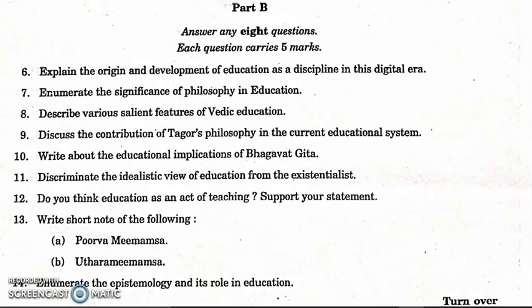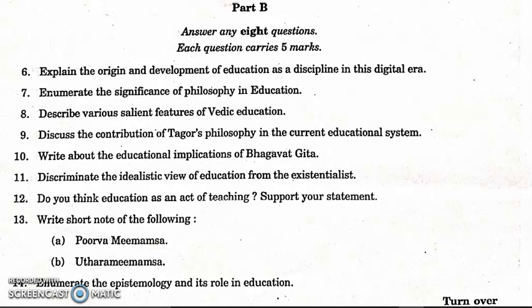So the entire section is 8 into 5, 40 marks. So you have to utilize up to 80 minutes for writing this section. So it's an important section.